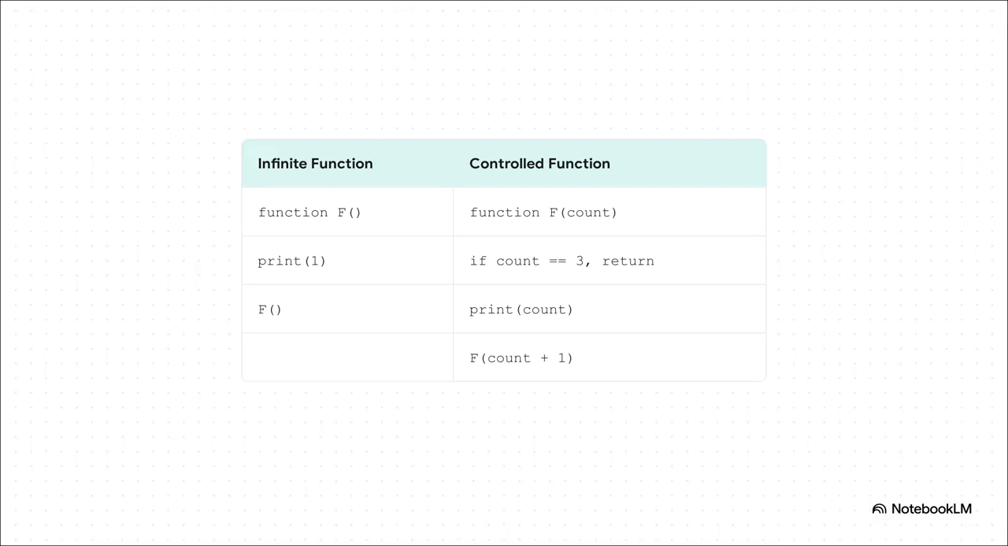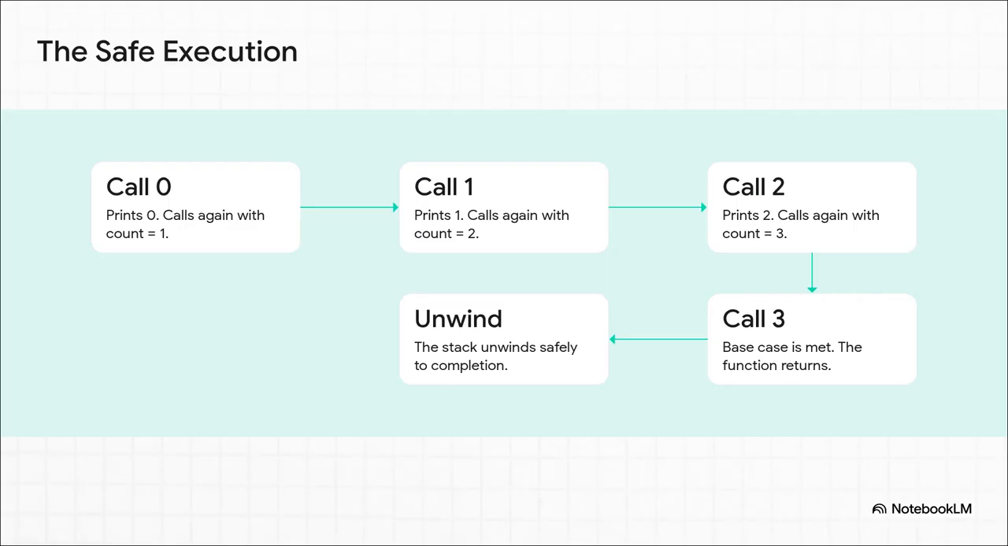Okay, let's look at the difference side by side. On the left, you've got our out-of-control function. On the right, the safe version. And look how small the change is. All we did was add a count to keep track of where we are, and then that critical base case. If our count gets to 3, just stop. Just return.